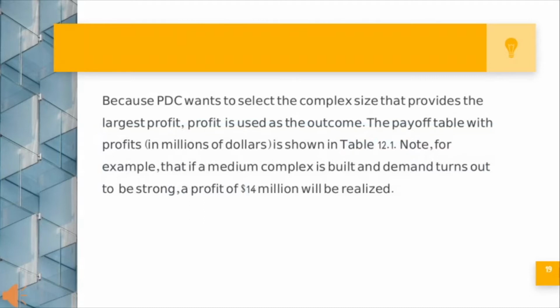Because PDC wants to select the complex size that provides the largest profit, profit is used as the outcome. The payoff table with profits in millions of dollars is shown in Table 12.1. Note, for example, that if a medium complex is built and demand turns out to be strong, a profit of $14 million will be realized.